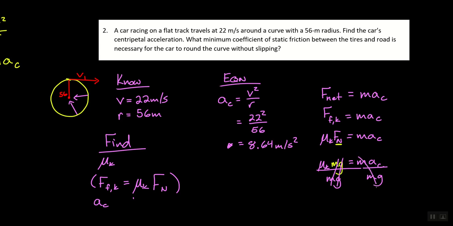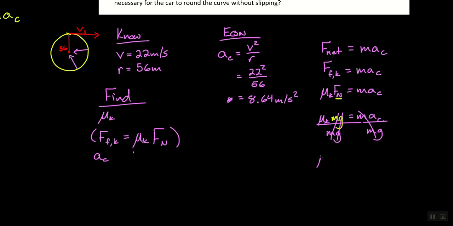All of a sudden, I think that we have, after a bit of work, a super duper easy way to calculate this out. We've just determined, and I hope that you're convinced of this as well, that the coefficient of friction is just your centripetal acceleration divided by gravity. Do we know those numbers? Plug and chug, and let's get a value here. So 8.64 divided by 9.8, right? And what do we get?